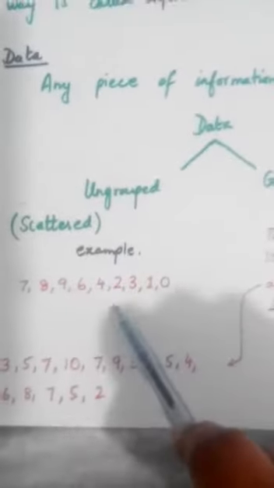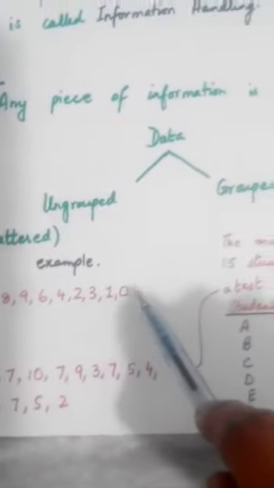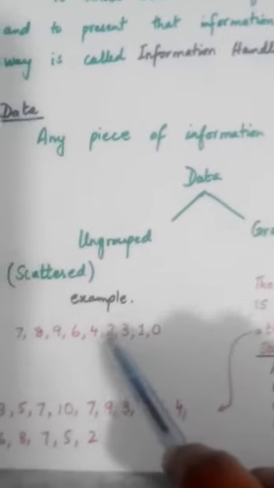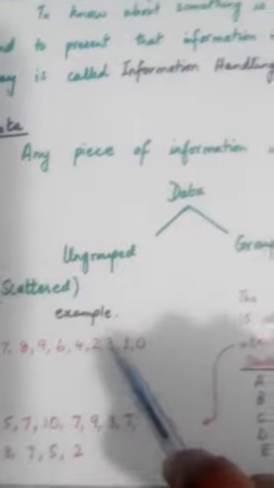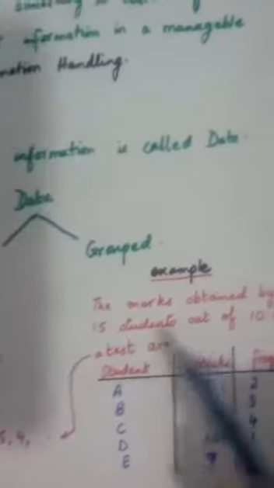Now, data. Any piece of information is called data, and data is of two types, ungrouped data and grouped data. Now, if you look at the ungrouped or scattered data, it consists of different values but not arranged in a table form. See here 7, 8, 9, 6, 4, 2, 3, 1 or 0. These are different numbers may be given by a set of children in a class. So this is not grouped data or arranged data, so it is called the ungrouped or scattered data.